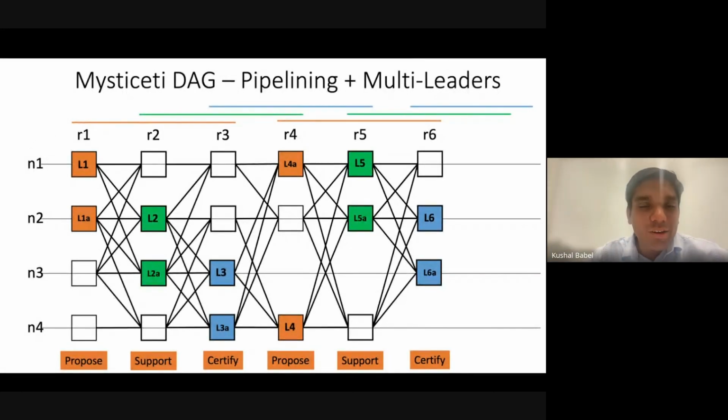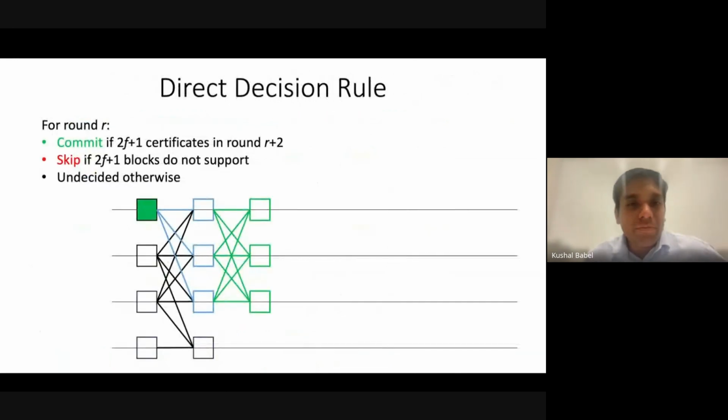All right. So yeah, these questions are great, and also very helpful because I have an exercise for all of us to try to decide the status of each block towards the end of the presentation. Just to recap, we have direct decision rules where you directly commit if in round R+2 you observe a quorum of certificates. Here you have 3 certificates, so you directly commit, and you can directly skip if you know that there are enough blocks that do not support this block, and you leave it undecided otherwise, to be decided by the indirect rule.